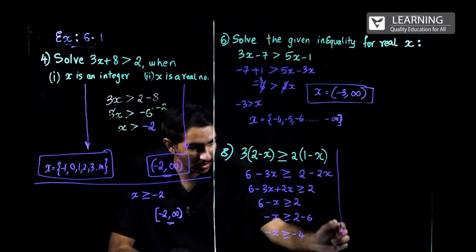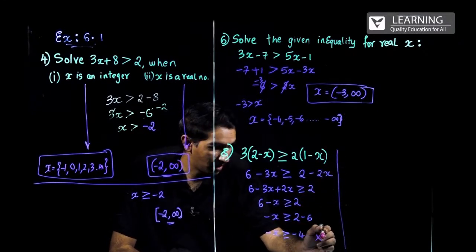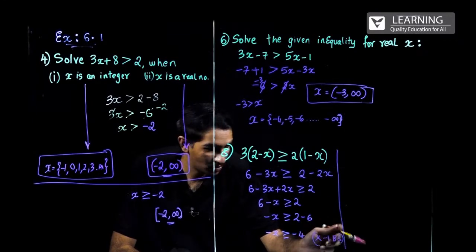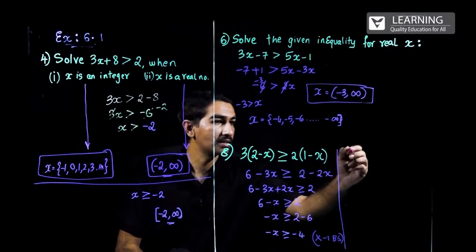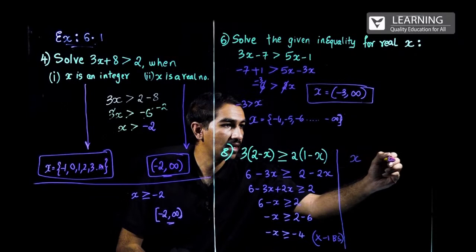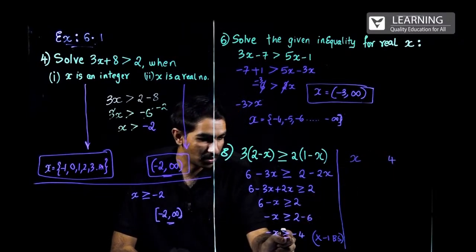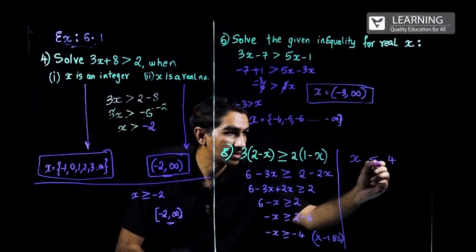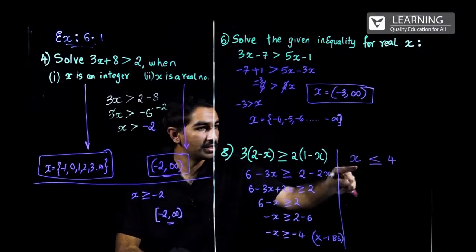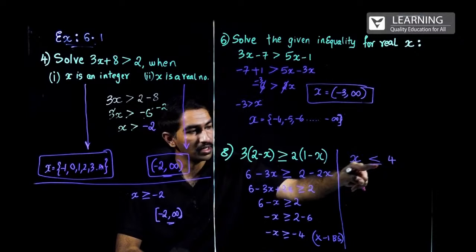So what we'll do here is multiply by minus 1 on both sides. So what happens on multiplying by minus 1 on both sides? These both will become plus. So that is nothing but x and 4. What will happen to the sign, students? Whenever we multiply by minus 1, the sign will change. The sign becomes like this. Correct? Now if you read this, x is less than or equal to 4.